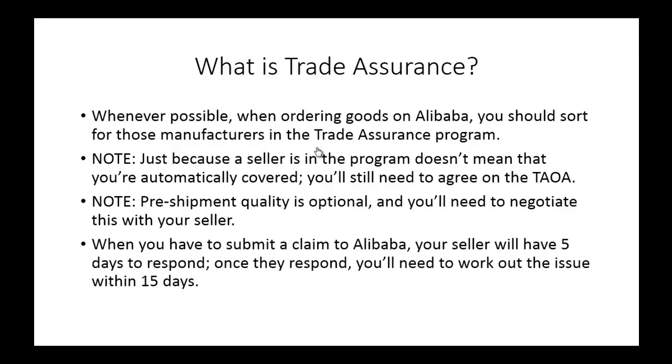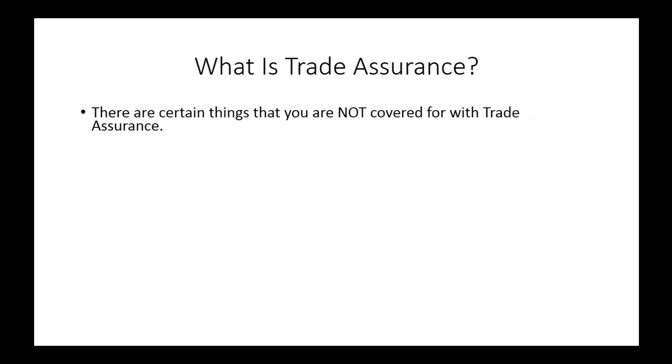Now, if you have to submit a claim to Alibaba under the trade assurance program, your seller is going to have 5 days to respond, and once they respond, you'll need to work out the issue within 15 days. Now, it's important to note there are certain things that you are not going to be covered for with the trade assurance program. Now, here's that non-coverage list.